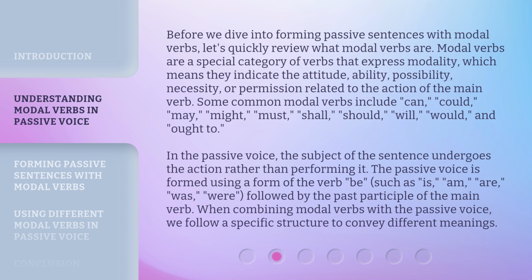In the passive voice, the subject of the sentence undergoes the action rather than performing it. The passive voice is formed using a form of the verb be, such as is, am, are, was, were, followed by the past participle of the main verb. When combining modal verbs with the passive voice, we follow a specific structure to convey different meanings.